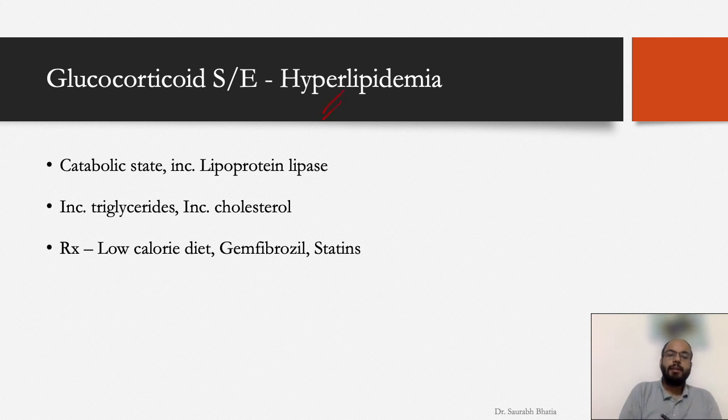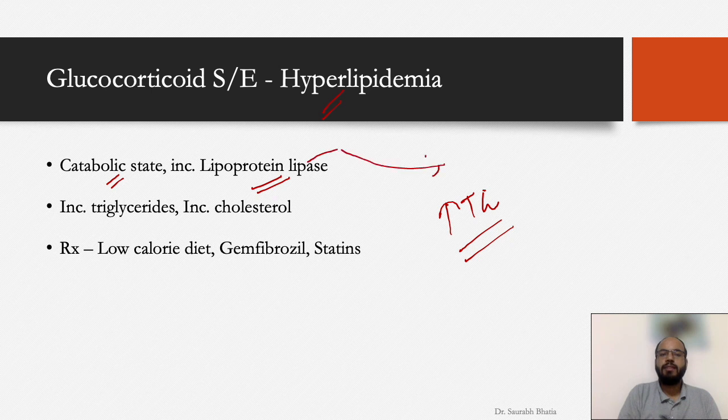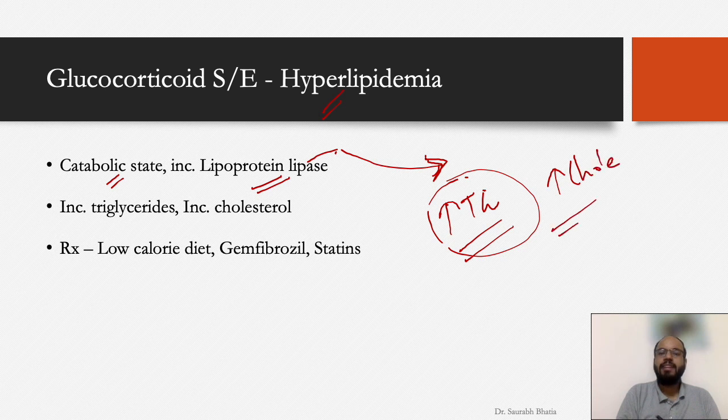Now, hyperlipidemia. Remember that glucocorticoids also increase triglycerides, and that is majorly because of the catabolic state. That means conversion of lipids to more glucose, and also increased lipoprotein lipase. Now, what lipase does is increase triglycerides. So there will be increased triglycerides in the circulation, followed by increased cholesterol. So these lipids will increase in response to steroids. Treatment is calorie restriction, and also drugs like gemfibrozil and statins, which physicians usually use to control high cholesterol, can easily be used to control high lipids in this situation also.